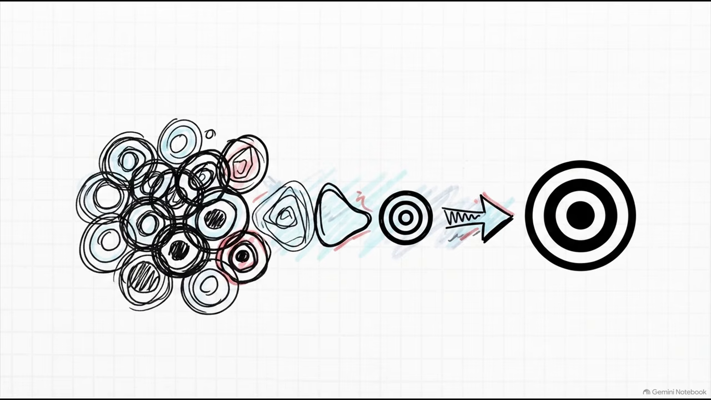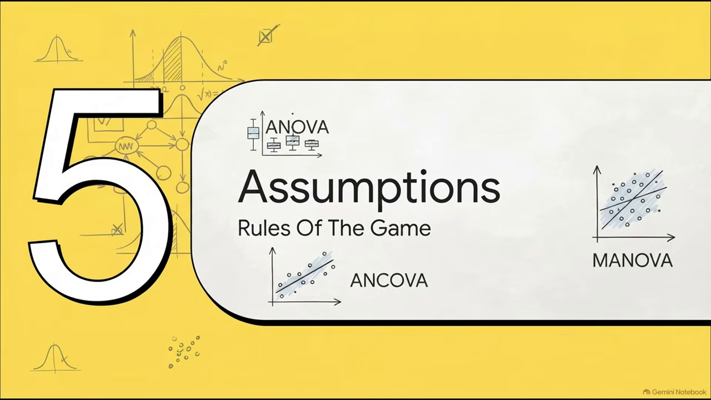Now, a lot of folks wonder, why not just run a bunch of separate ANOVAs for each outcome? Well, doing that massively inflates your risk of a type 1 error. A type 1 error is a false positive, meaning you find a statistically significant result that isn't actually real. The real magic of MANOVA is that it mathematically controls and adjusts for this increased risk, ensuring your findings stay scientifically valid.